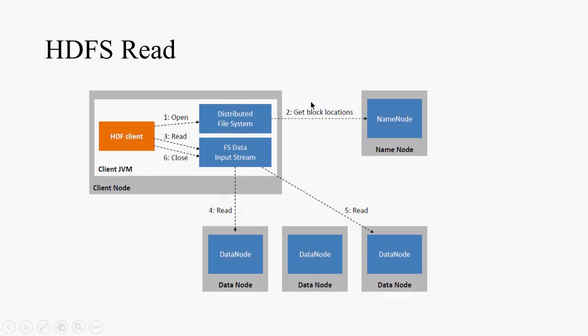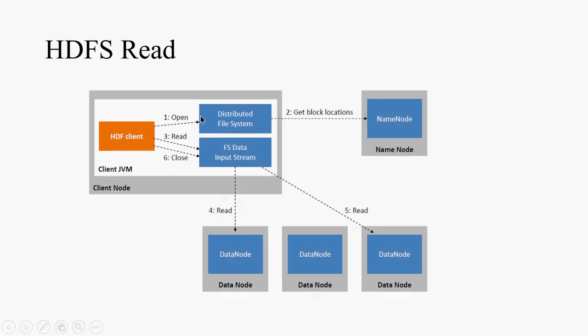So once I know the location, the read request is raised through the FS data input stream, and from that particular location, the file is read. When the end of file is reached, the file will be closed. So we start from open, we end in close. Meanwhile, we have 2 or 3 steps done.